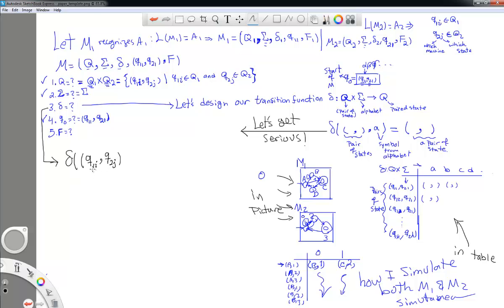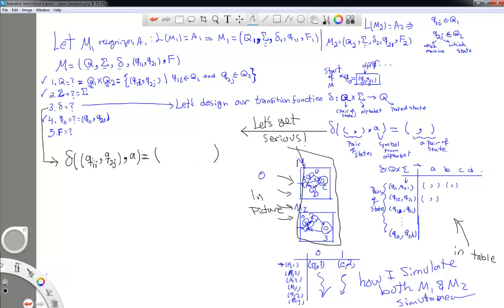Remember, 1 denotes that the first state belongs to the first automaton. 2 denotes that the second state belongs to the second automaton. So if you're in that state in your combined automaton, where you have all of these together, and then you see an element, let's call this element A, then here's where you end up.